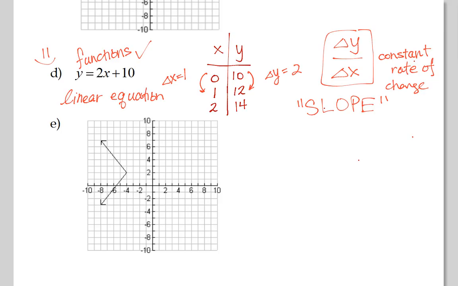What about E? What does it fail? Yeah, fails vertical line test, hits twice. Fails VLT, not a function.